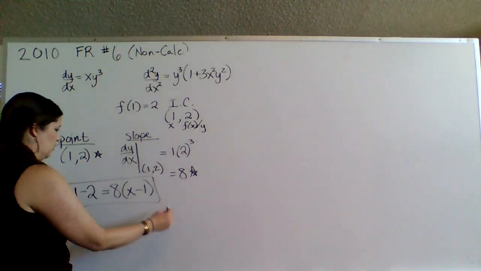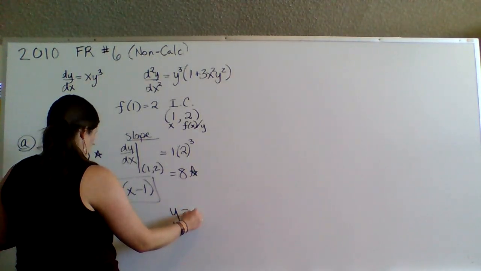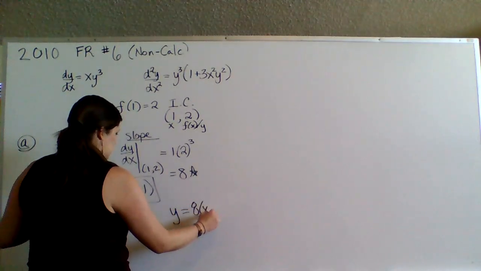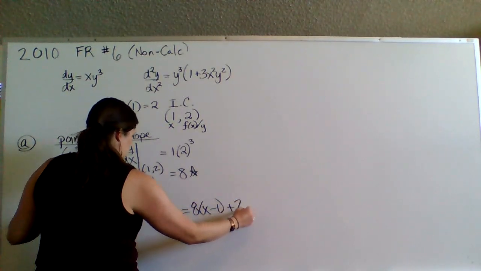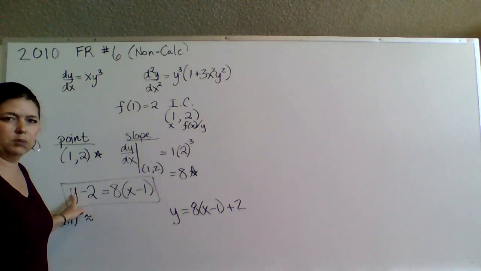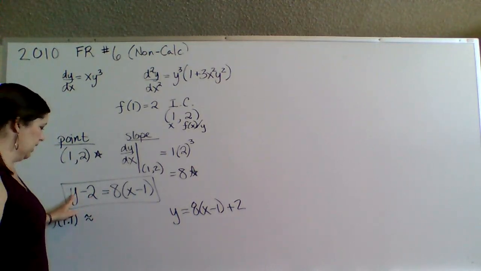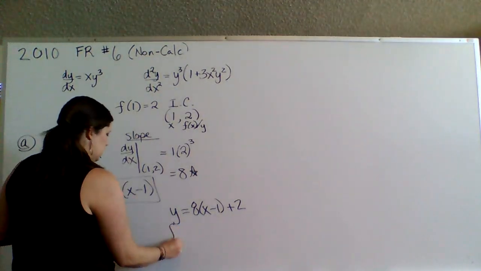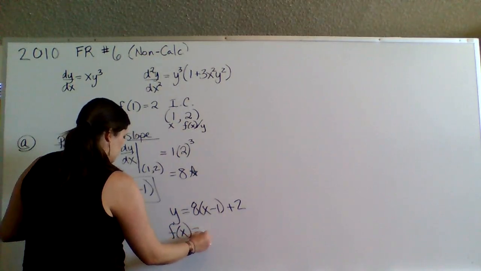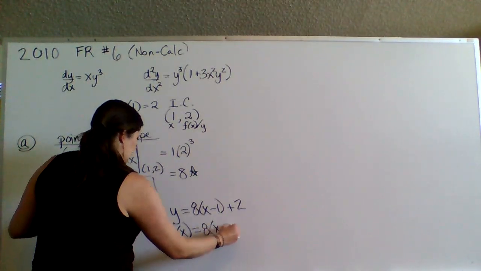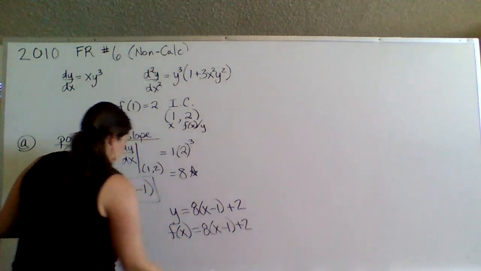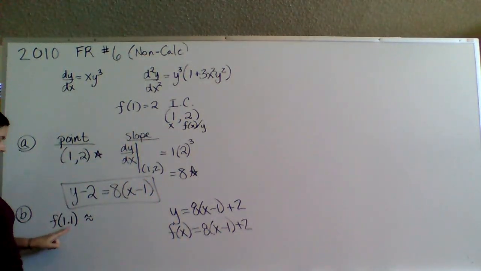Well, I would add the 2 over, so that would isolate y, but I'm not going to distribute. I'm just going to leave it like this and add the 2 on the end. That's another acceptable point slope form version. And if they're telling me y equals f of x, then if I change y to f of x, here's what I have, and now I'm using 1.1 in place of every x.